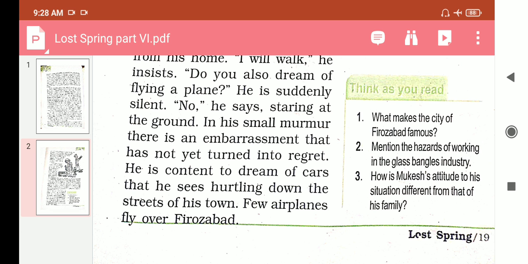The writer noted that as the garage was at a distance from his home, Mukesh insisted that he would walk up to it. She asked him if he dreamed of flying planes. The boy became silent and refused. He did not know about planes. Not many planes flew over Ferozabad, and he had only seen cars moving around. His dreams were restricted to them.